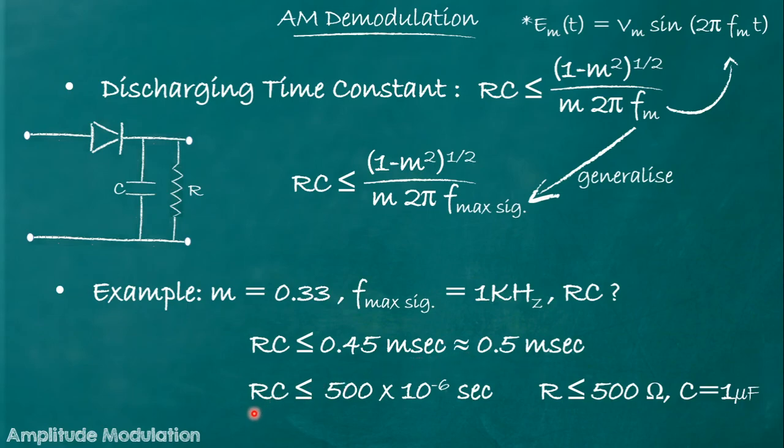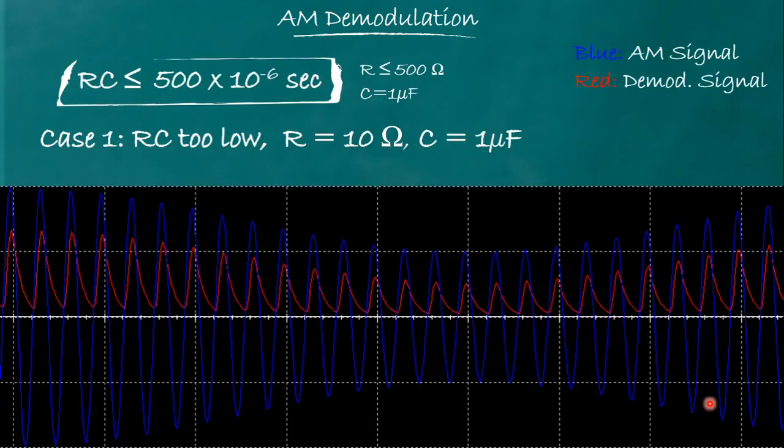So we can say that RC must be less than or equal to 500 into 10 to the minus 6 second. Let us assume that the capacitor value is 10 to the minus 6, which is 1 microfarad. So R must be less than or equal to 500 ohm. These are the values that we should take. Now let us take the different cases.